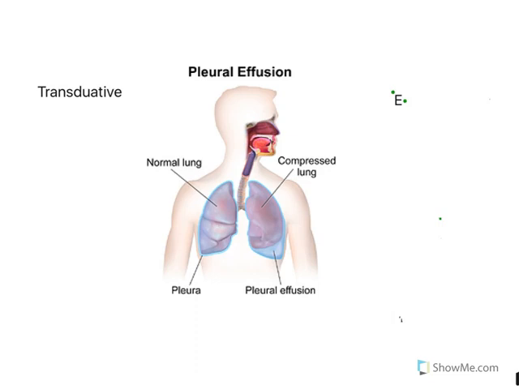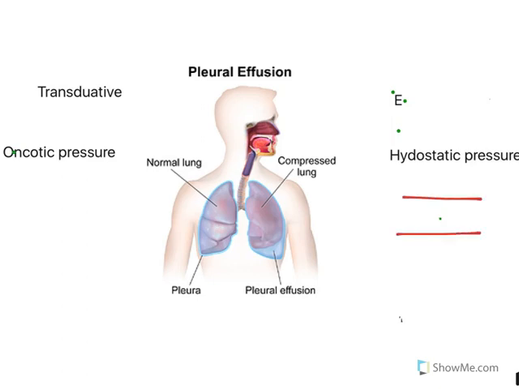We know that in the blood vessels we have two main pressures. We have hydrostatic pressure, which is the pressure caused by the heart pumping the blood. Hydrostatic pressure is called the pushing pressure, so it will always push things from the blood vessels into the tissue.